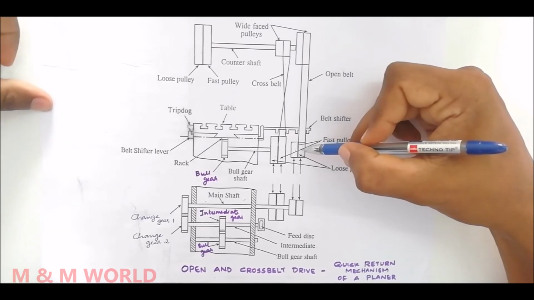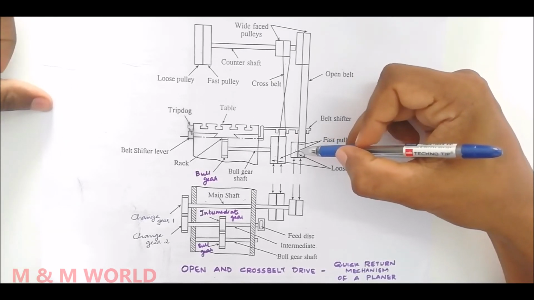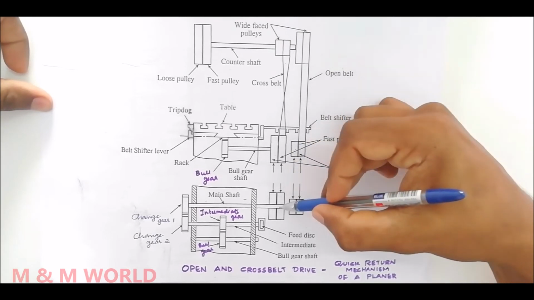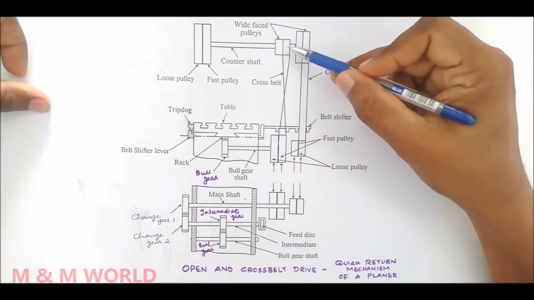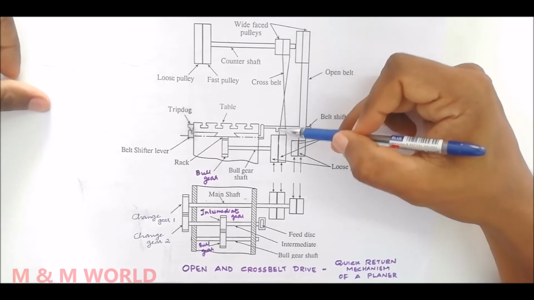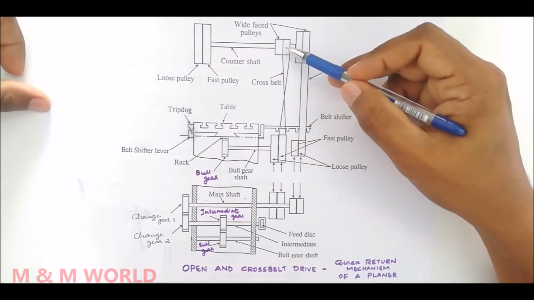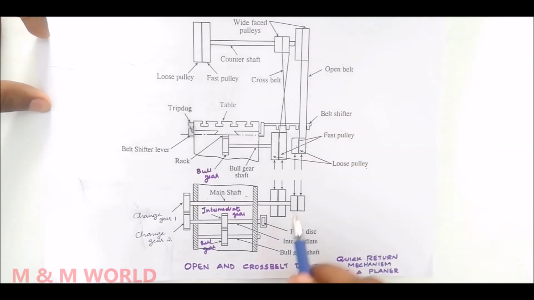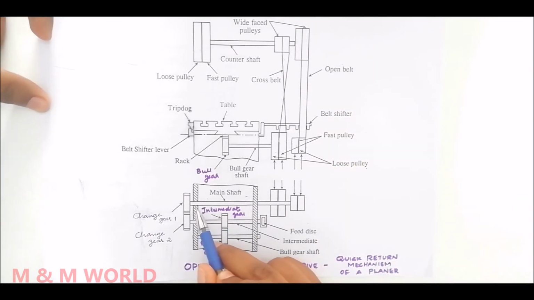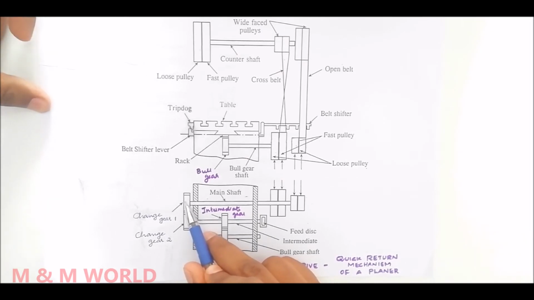So even though this pulley is rotating, the motion will not be transmitted to the main shaft since it is a loose pulley. Through this cross belt, the power is being transmitted from the smaller diameter pulley to the tight pulley, and the main shaft starts rotating, and that motion is being transmitted to the intermediate gear through the change gears.